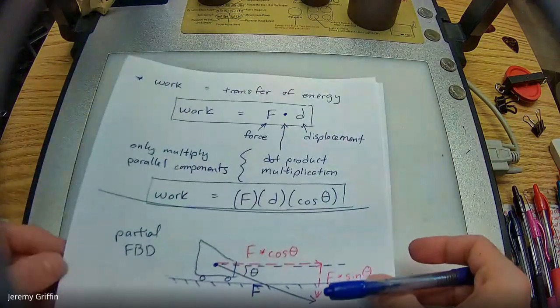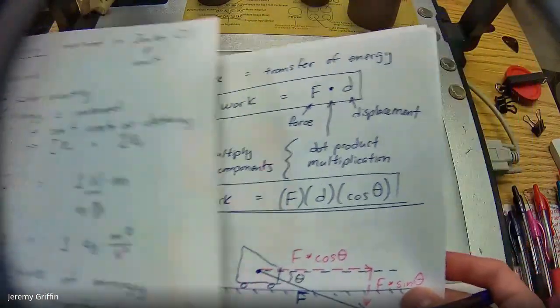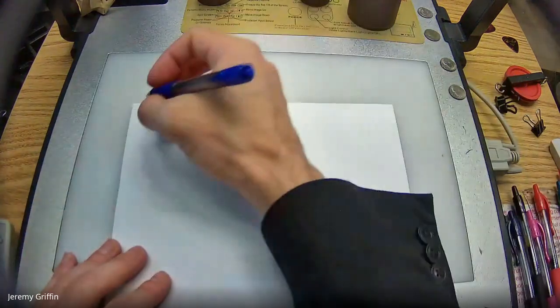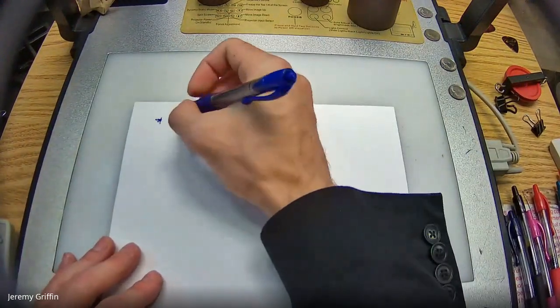Force times distance, which is a dot product, right? So just the parallel components of that. Okay. So what are we going to do with all these building blocks, all these building blocks of forms of mechanical energy? What we're going to do is use them to solve conservation of energy equations.